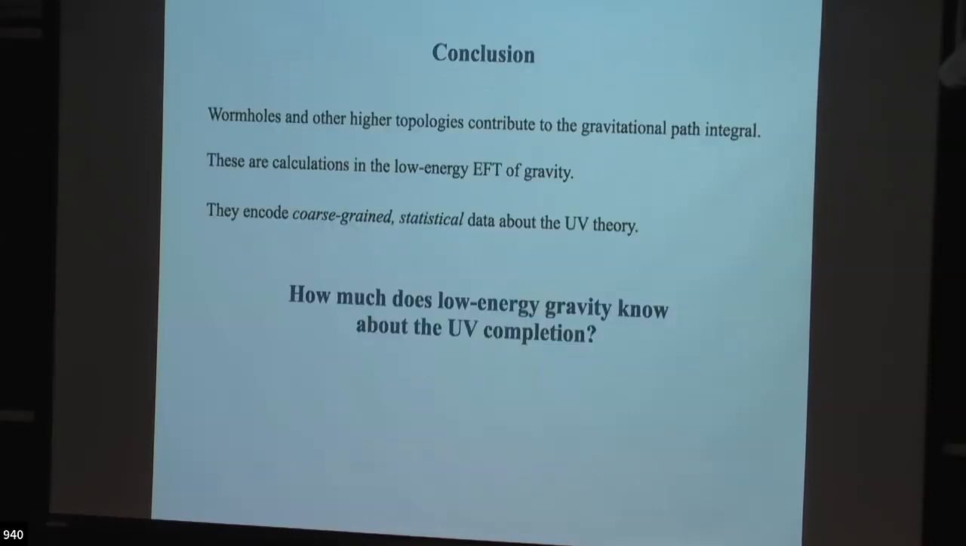And with that, I will conclude. So what's the message? Wormholes and other higher topologies make meaningful contributions to the gravitational path integral. Now, I should emphasize that all these calculations on the gravity side that I'm doing are calculations in the low energy theory. In principle, they're supposed to match something in the UV, but they're calculations in the low energy effective theory.